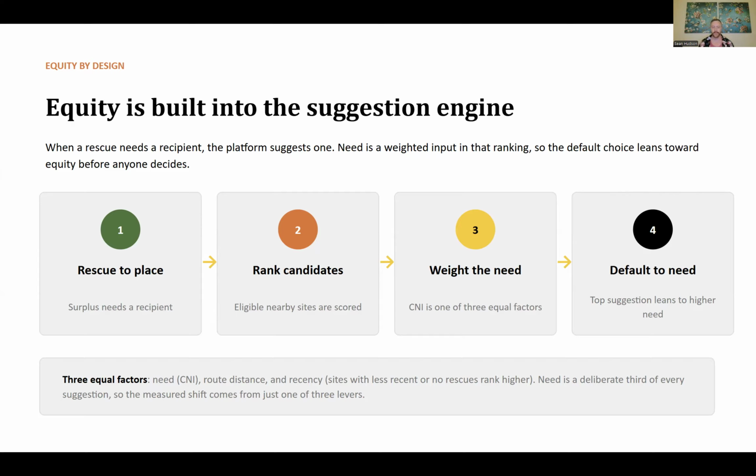When I say there's 3 factors, the CNI is part of it. Route distance, so how far a volunteer will have to drive after picking up the food and dropping it off. And then also the recency, so places with less recent rescues or no rescues at all should rank a little bit higher, because we want to send food to more places. We want the rescues to be convenient, so we don't want the volunteer to have to drive very far, but we also want the food to go to places that need it the most when there's only so much food. So need is a deliberate third of every suggestion, and ideally that will help shift our food towards even better equity outcomes, even though we've already, I think, had pretty good outcomes in general.